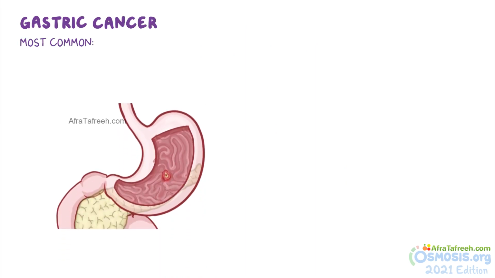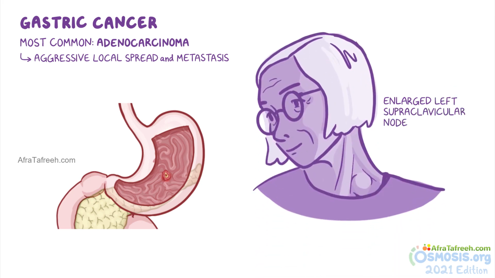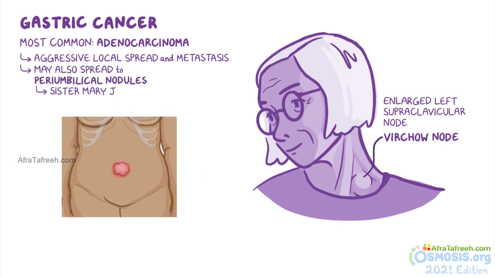To wrap up our discussion on stomach clinical correlates, let's talk about gastric cancer. The most common type of gastric cancer is gastric adenocarcinoma, which is capable of aggressive local spread and metastasis. The most common physical exam finding of metastasis in gastric cancer is an enlarged, palpable, sometimes even visible left supraclavicular node, also known as Virchow node. Metastasis may also spread to the periumbilical nodules, known as a sister Mary-Joseph nodule.